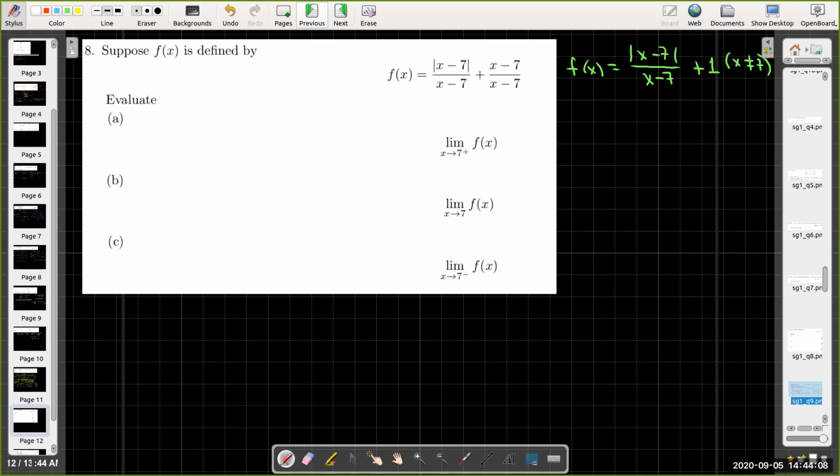Now, further, I can say that the absolute value part I can write as a piecewise defined function, remembering that the absolute value of x minus 7 is just going to equal x minus 7 when x minus 7 is positive. But then I'll have to take the opposite of it if it's negative.